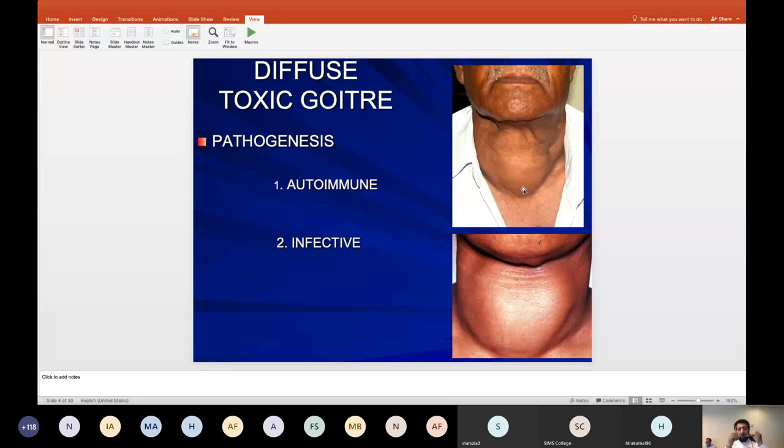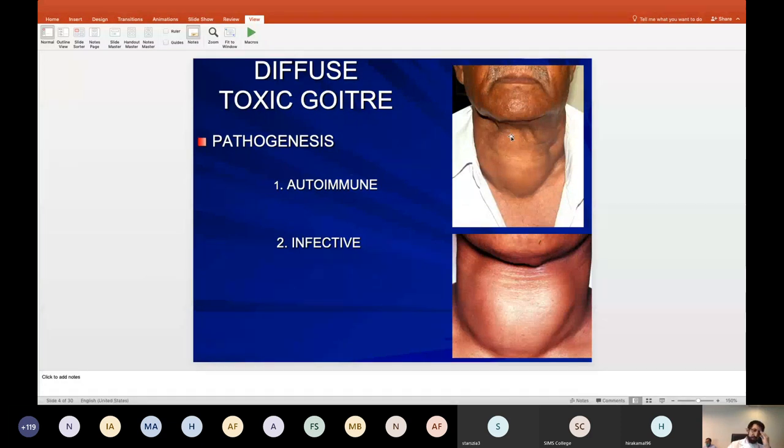And the gland actually keeps on growing in size, like a diffuse enlargement. Though this is a picture of a male, it is much more common in females as compared to males. You can see there's a diffuse enlargement of the thyroid gland, both lobes and isthmus together. And all those people who have got diffuse toxic goiter or Graves' disease usually have some kind of other autoimmune disorder going on in the body.